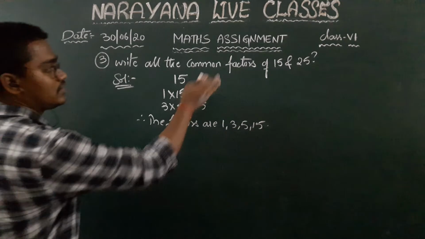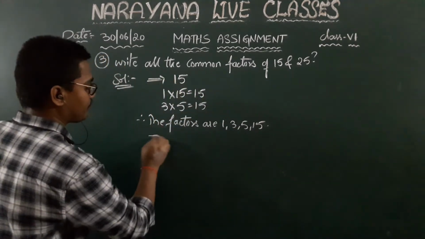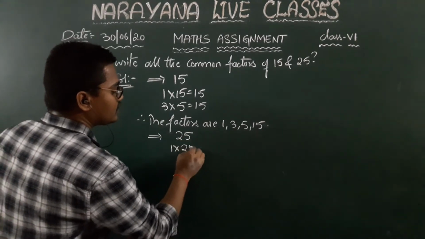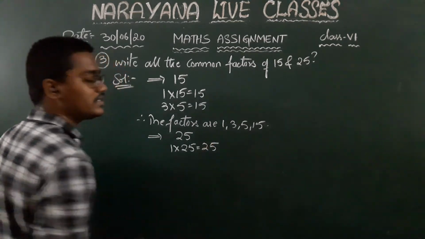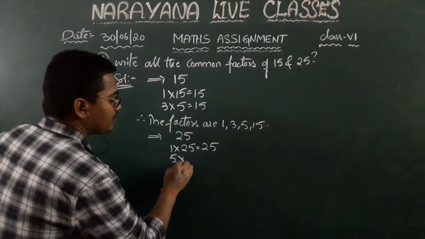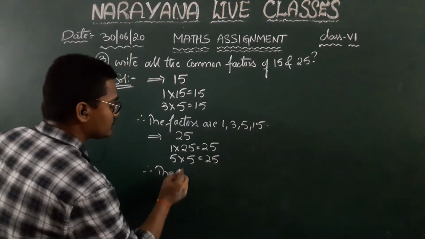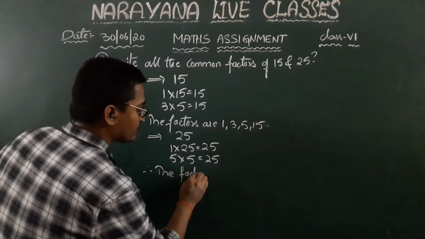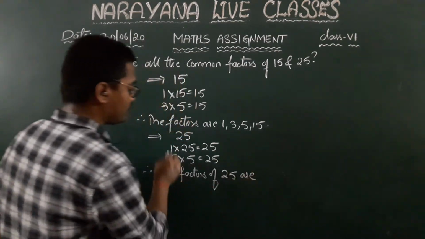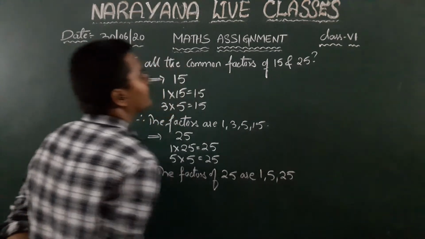Now when you come across 25 children, the factors of 25 are 1 25s are 25. In 2 table it is not a multiple, 3 table no, 4 also it is not a multiple. In 5 table 5 5s are 25. So therefore the factors of 25 are, what are they children? 1, 5 and 25.